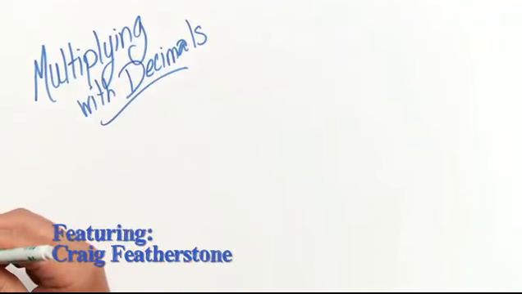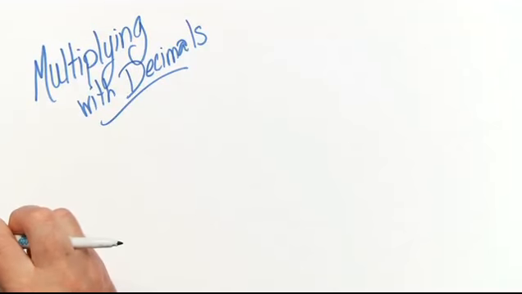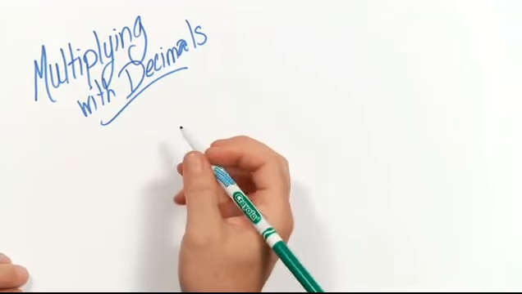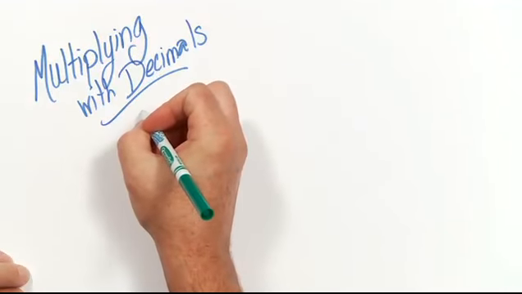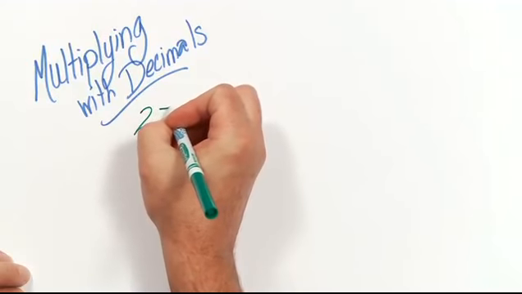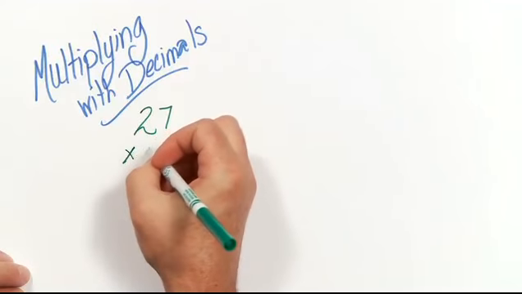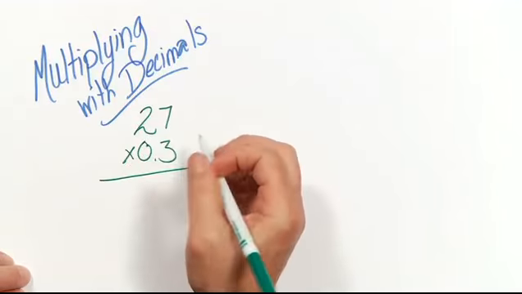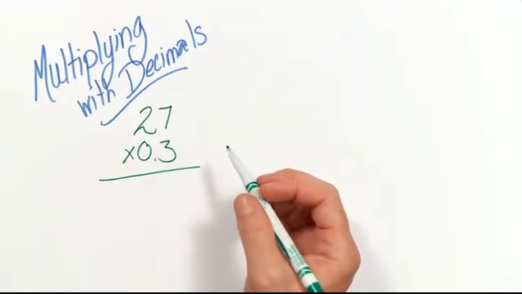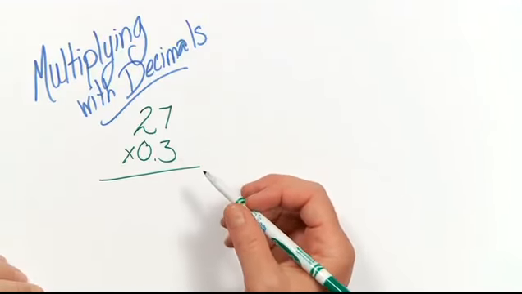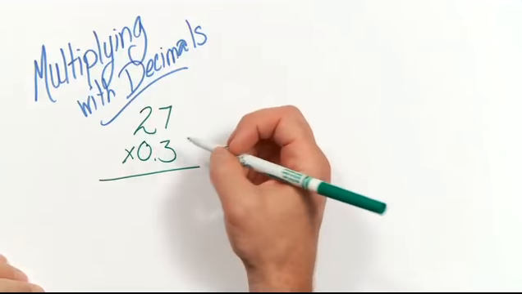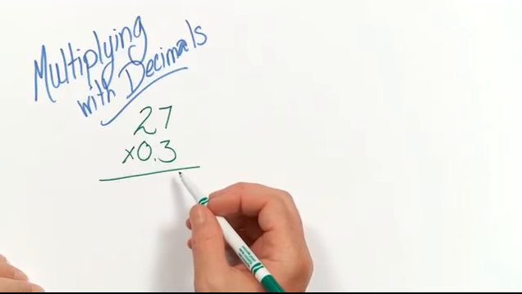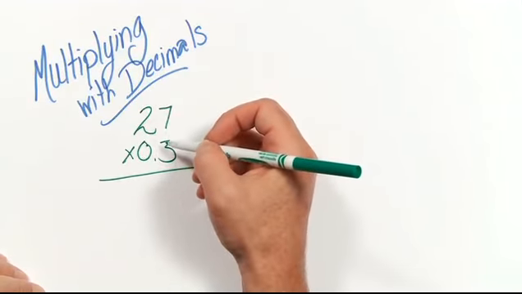How do you multiply when you have to work with decimals? Well, you might have seen something like this. Let's take a question like 27 times 3/10. People might say to you, and maybe you've done this in class, or one of your parents has told you, who knows, but they say ignore the decimal and simply multiply as if it's whole numbers.